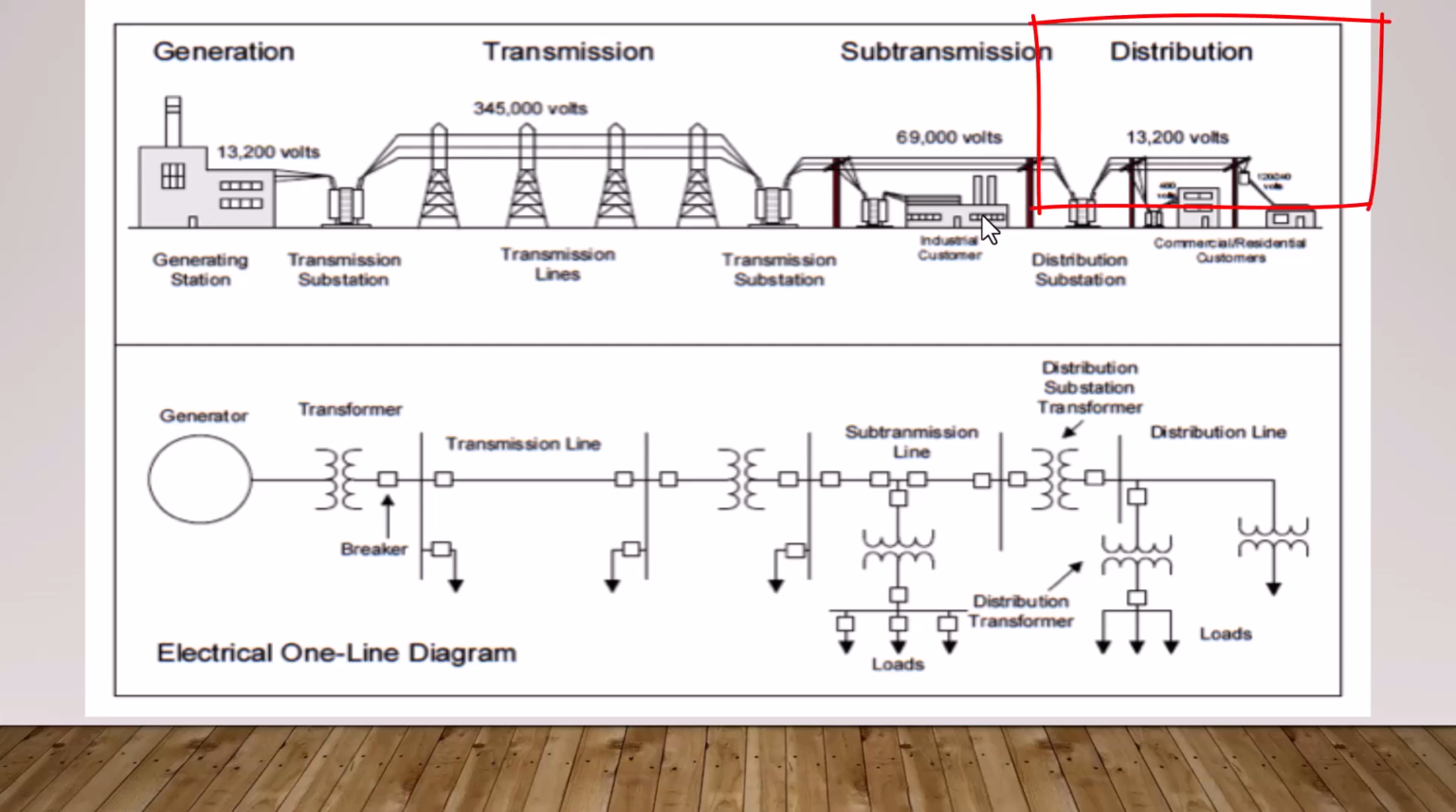At the last stage, distribution. Finally, we reach the distribution stage where the voltage is brought down once more, typically to 13,200 volts or 13.2 kV or even lower, depending on the region and application. This power is then sent through distribution transformers to the residential, commercial or small industrial customers. This is the electricity that finally powers our lights, refrigerators, factories and everything else we use in our everyday life.